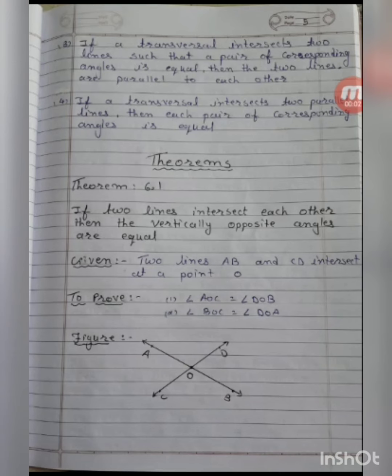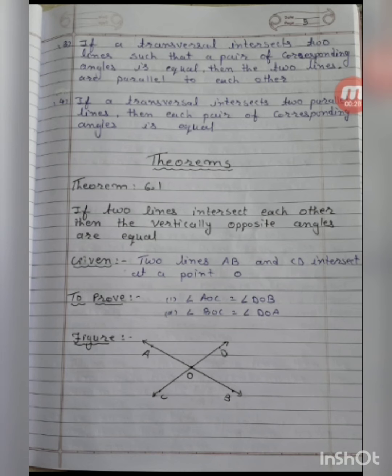Third axiom: if a transversal intersects two lines such that a pair of corresponding angles is equal, then the two lines are parallel to each other. Here two lines are given and a transversal intersects them, and the pair of corresponding angles is equal. So we can say that the given two lines are parallel to each other.